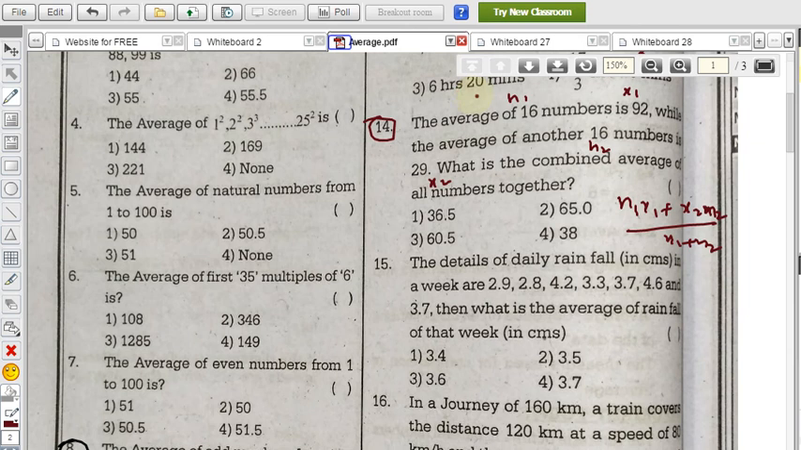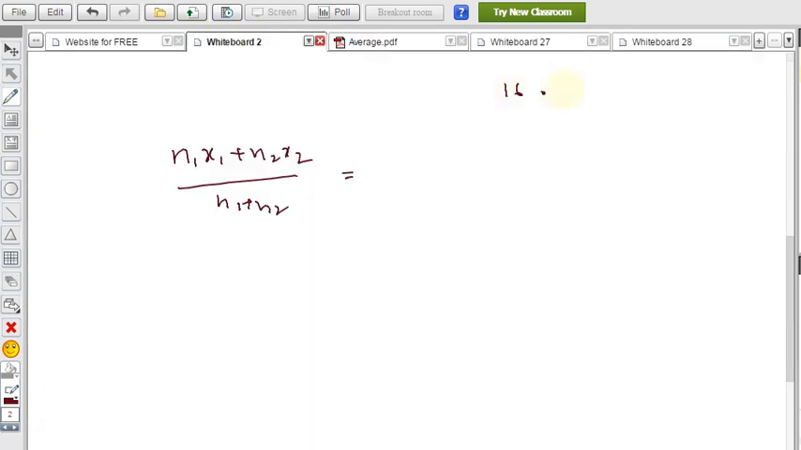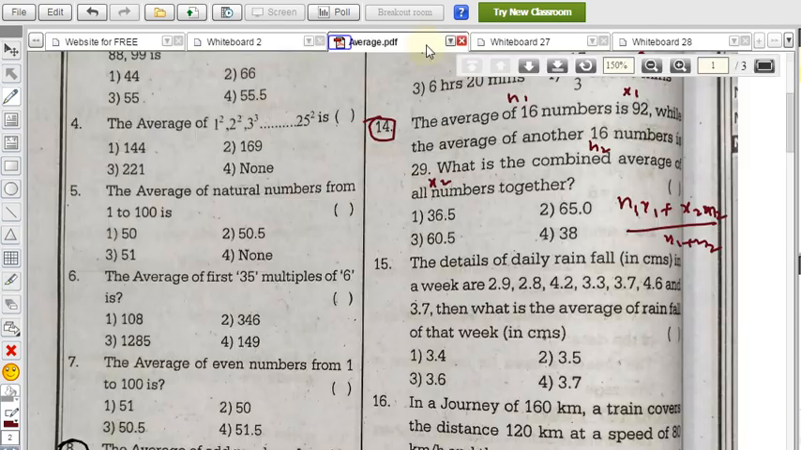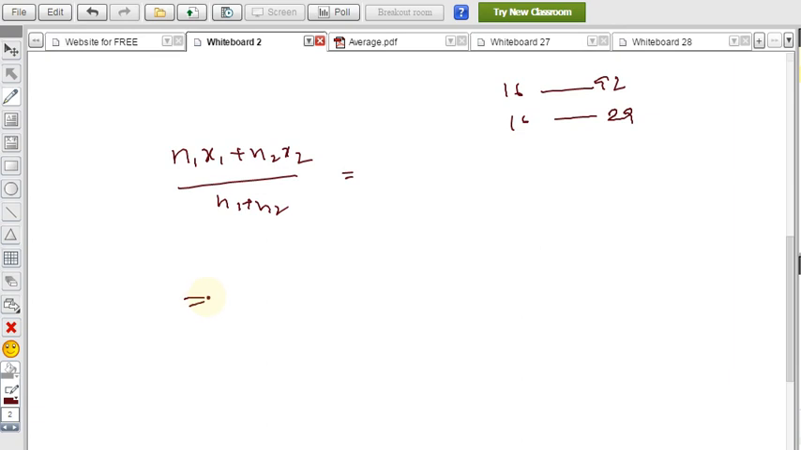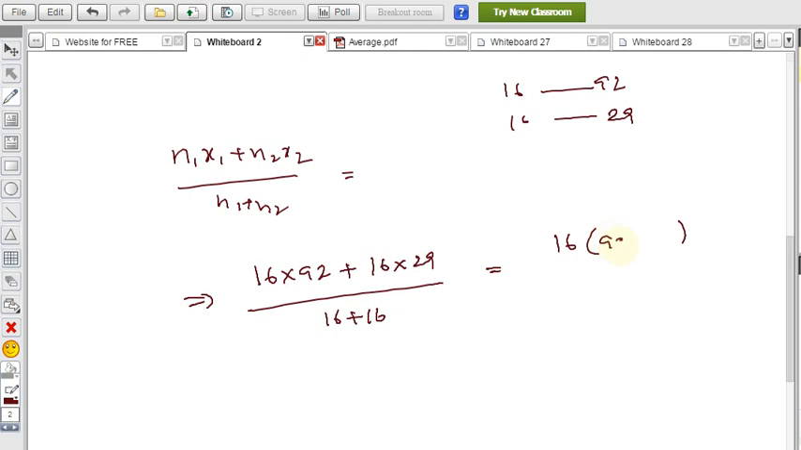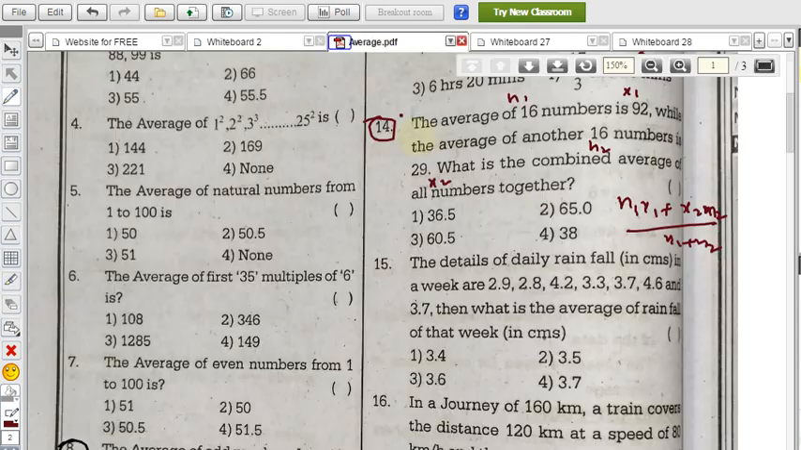So according to the question, 16 numbers average is 92, and another 16 numbers average is 29. Then find the overall average. That is 16 into 92 plus 16 into 29 by 16 plus 16. You take 16 common: 92 plus 29 by 2 into 16, since 16 plus 16 is 2 into 16. For cancellation I did it like this: 92 plus 29 is 121 by 2, so 60.5. 60.5 is the average of this.